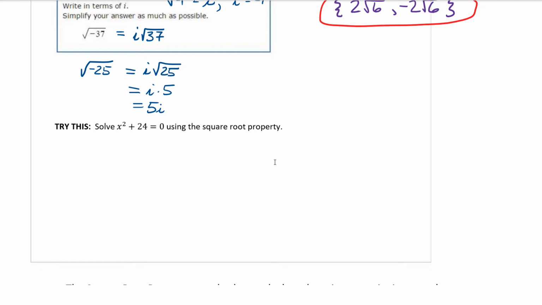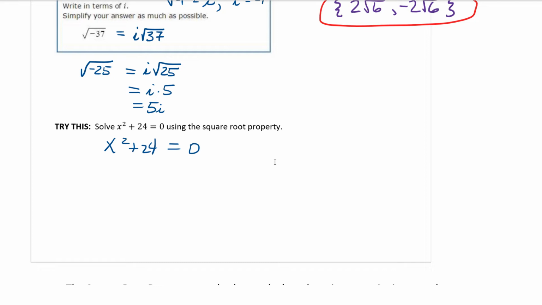All right. So now I would like you to try to solve x squared plus 24 equals 0. Go ahead and pause the video and see what happens, and then restart it, and we'll go over the solution.